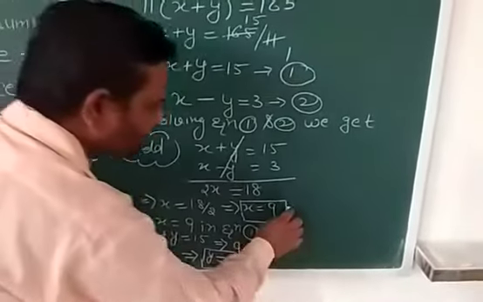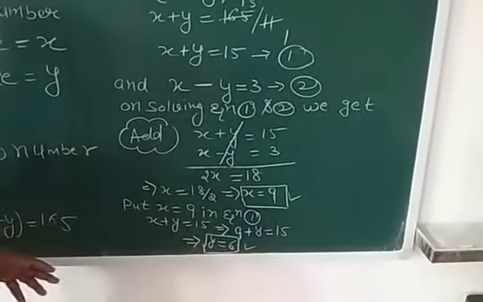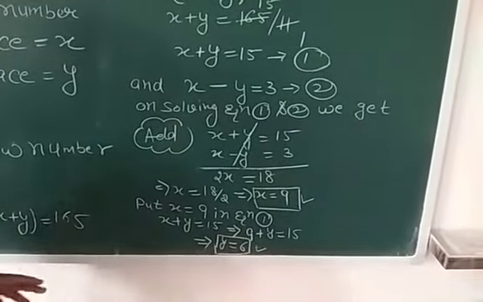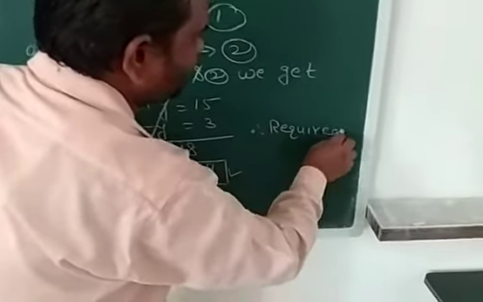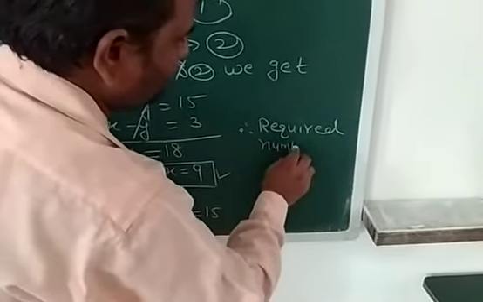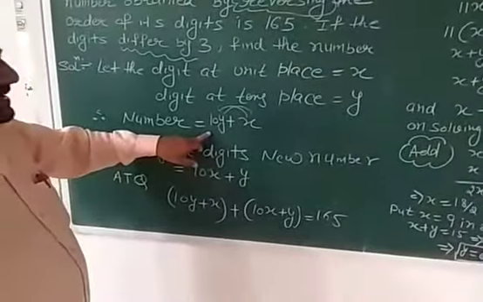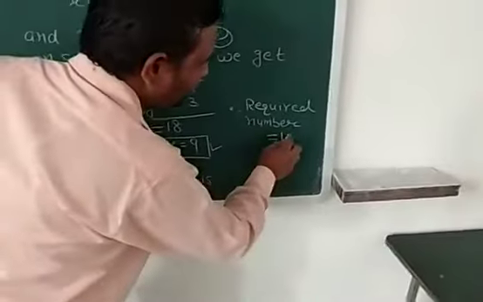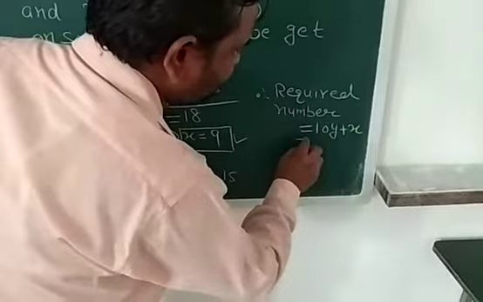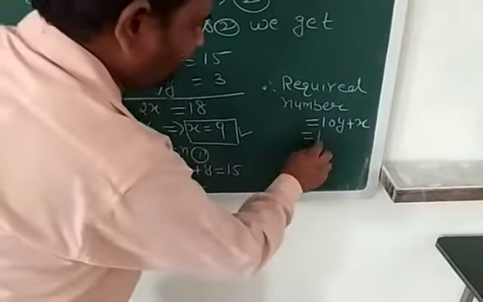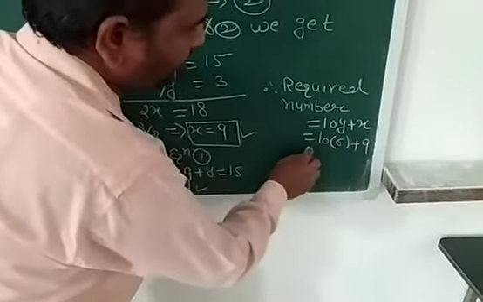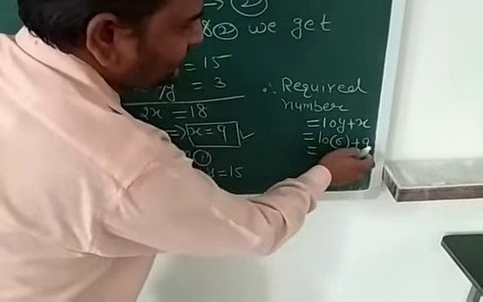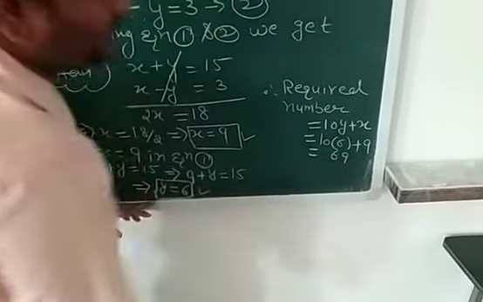Now guys, we have two values, x and y, but we are finally interested in finding our number. So I am writing here, the required two-digit number is, according to our conditions, 10y plus x. Let me substitute our values. The value of y is 6, and the value of x is 9. So what do we get? 10 into 6 is 60, 60 plus 9 is 69. So students, your number is 69.